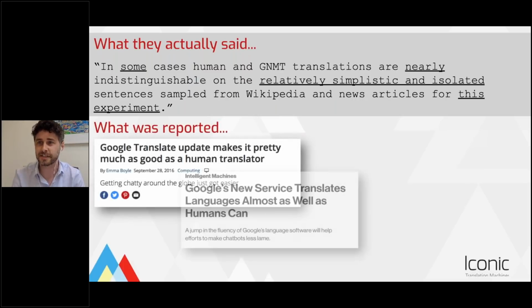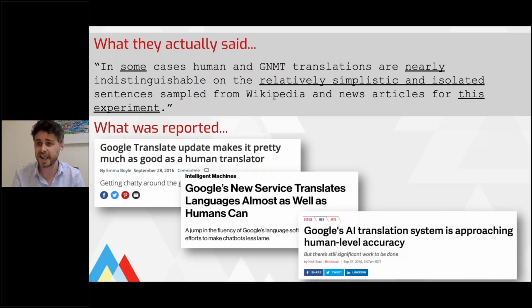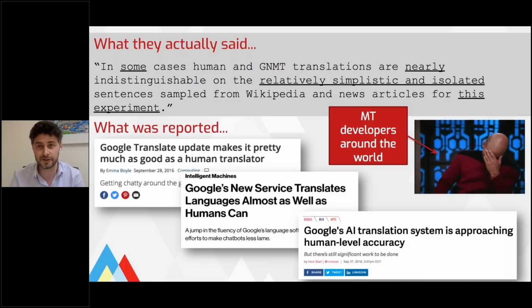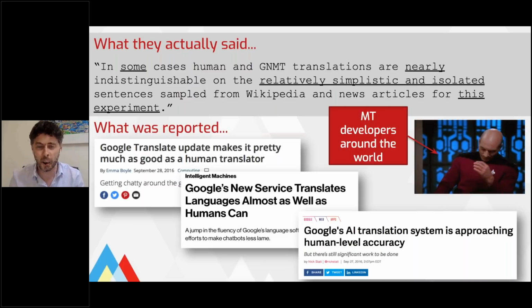And this was how it was reported in TechCrunch, in Wired, and other mainstream outlets. It's as good as a human translator, almost translates as well as a human can. It's approaching human level accuracy. And this was the reaction of MT researchers and developers around the world. We'd seen this before. Was this another false dawn? The questions were going to start to be asked.